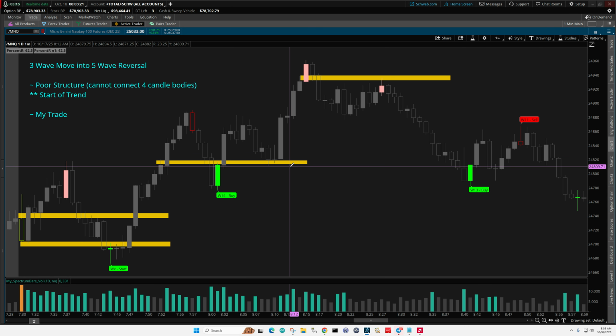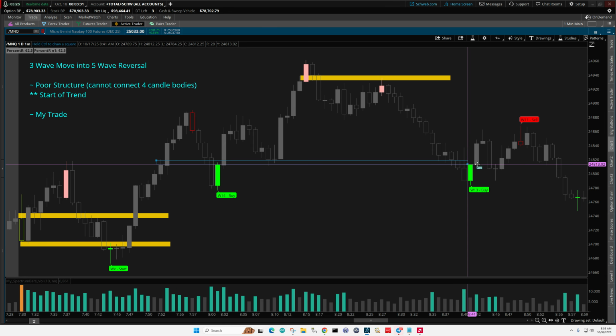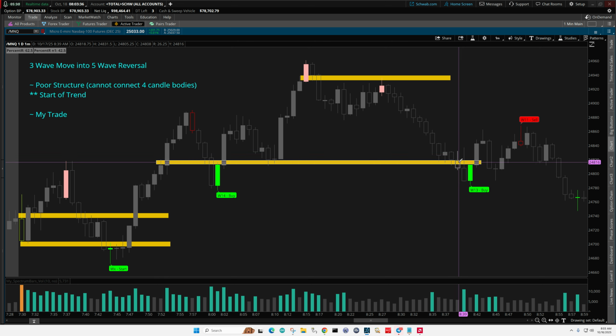We can't connect any other bodies, but as we follow this through and extend this, you can see that price does come down and fill with a fourth candle body and then a fifth and so on. It fills with many others. So that is the power of seeing the poor structure and using that poor structure as targets for your trade and also for getting into your trade.